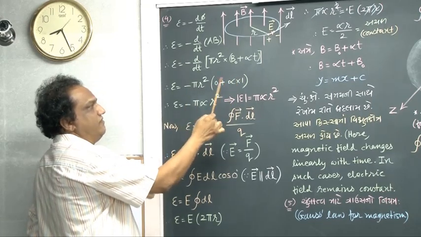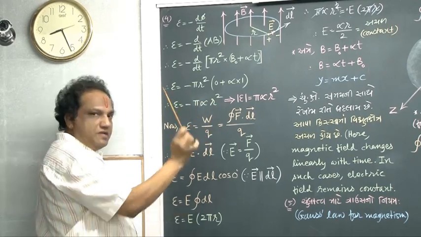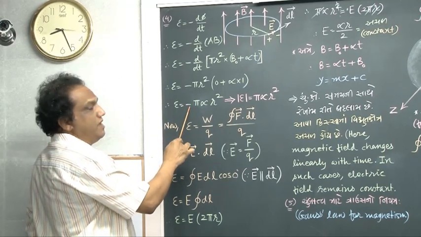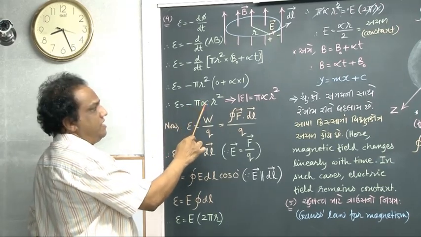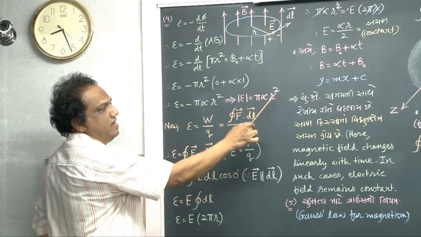Minus pi alpha r square. Now if you take the magnitude, then mod of E will be, from minus it will become plus pi alpha r square. Mod of E is pi alpha r square.